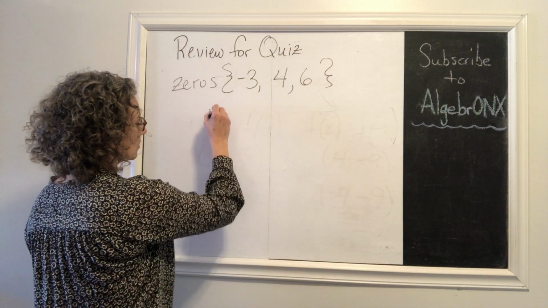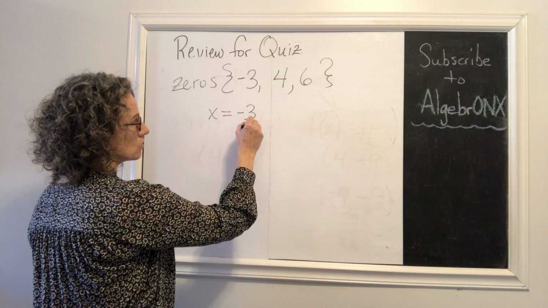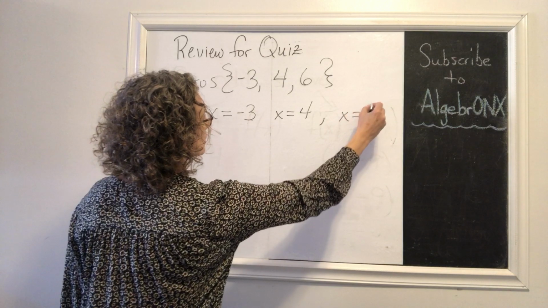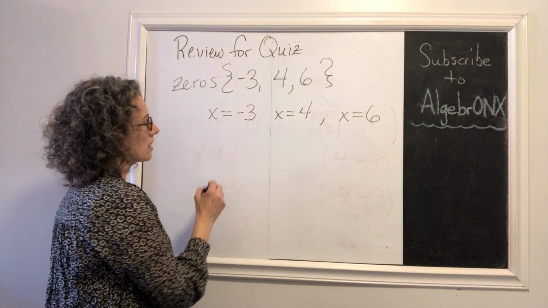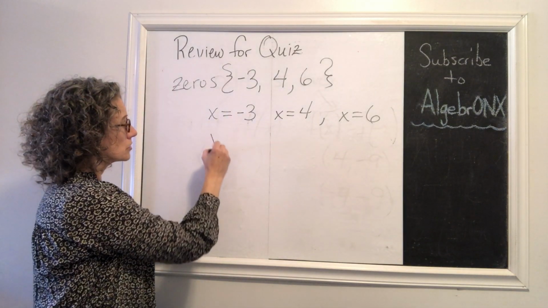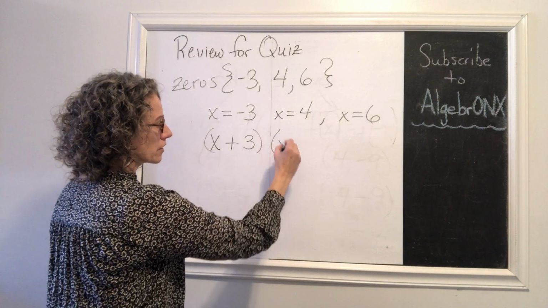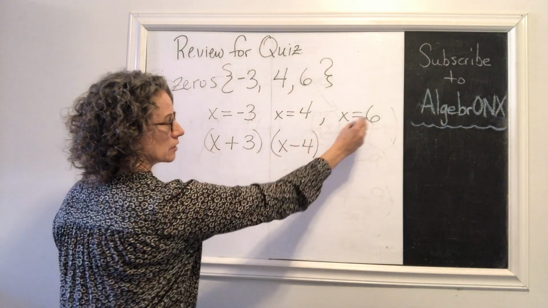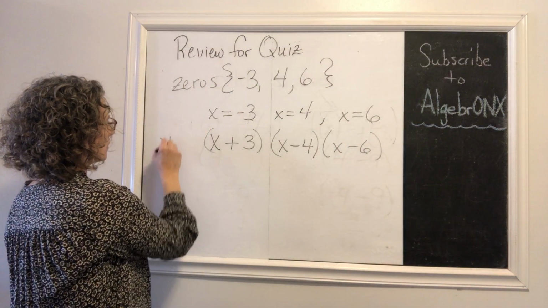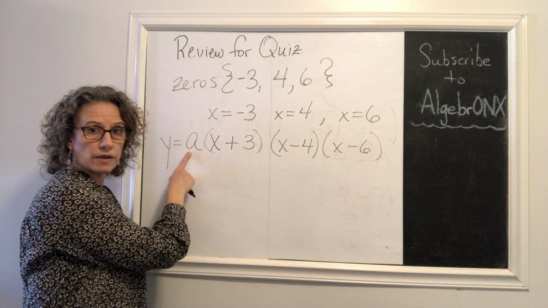Well, if these are the zeros, these are the x equal values. So if these are the x equal values, x equals -3, 4, and x equals 6, you turn them into factors by adding the 3 to the other side and making this equal 0. So x plus 3, subtract 4, x minus 4, subtract 6, x minus 6. Okay? And if I want to just write a function, I need to know what a is.